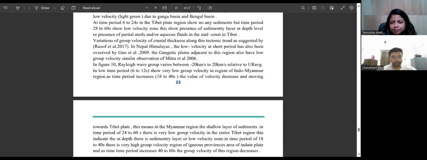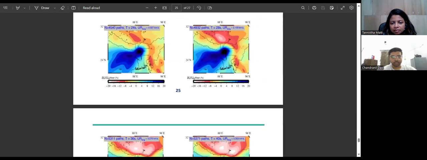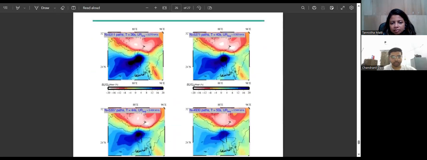Sure, ma'am. Before that, ma'am, this is the last one, the same thing for the Rayleigh one. The periods and everything are the same, and these were the tomographic maps that have been made.